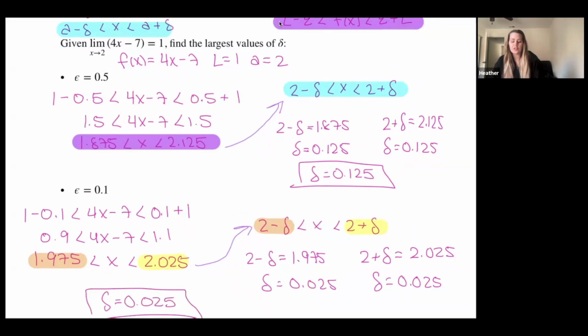All right. So as you can see, when we made epsilon smaller, going from 0.5 to 0.1, my delta also became smaller. And you can do this with a smaller and smaller epsilon to your heart's desire. But I just wanted to roll through one of these really quickly in case anybody had any questions about how we can actually apply this precise definition of a limit, or as I like to call it, the epsilon delta definition of a limit.